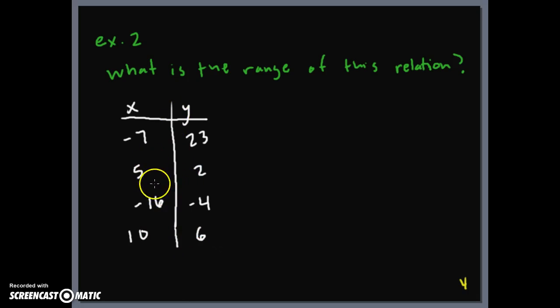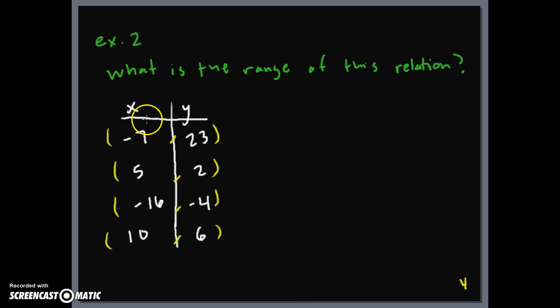If we wanted to convert all of these to coordinate points, we can do so easily by putting a comma between them. We've got our x, we've got our y: coordinate point, coordinate point, coordinate point, coordinate point. So we can convert this table to coordinate points fairly easily. And we're talking about the range, and again, remember, range is y.